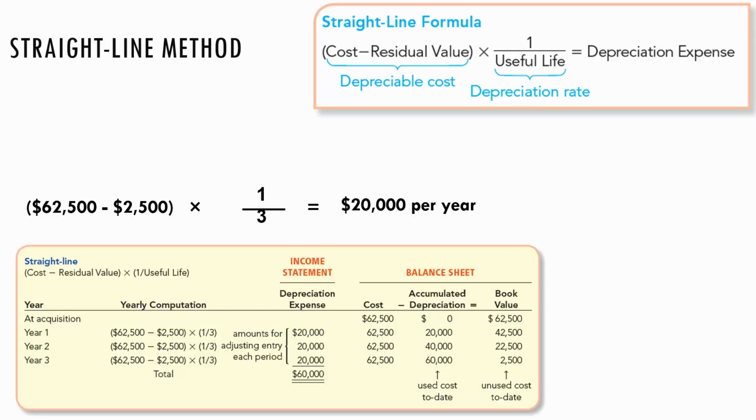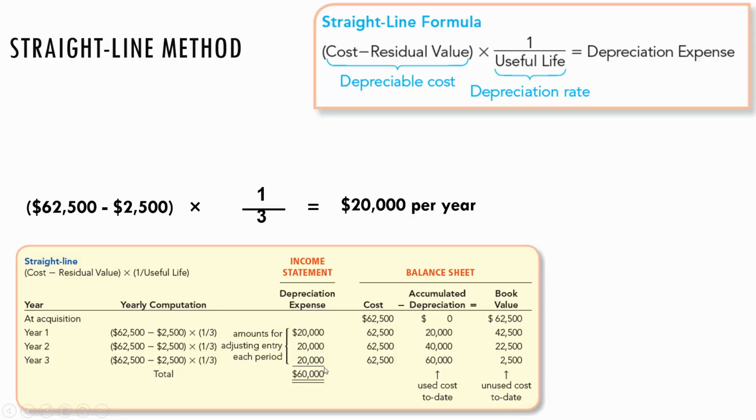We oftentimes will create these schedules, and these schedules are helpful when you get to double declining balance, when you get to units of production. For straight line, it really is a bit redundant. You probably wouldn't have to do this to determine what your depreciation expense is going to be, because as you can see from the schedule, it's $20,000 each year.